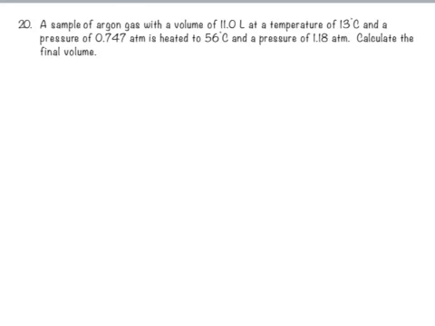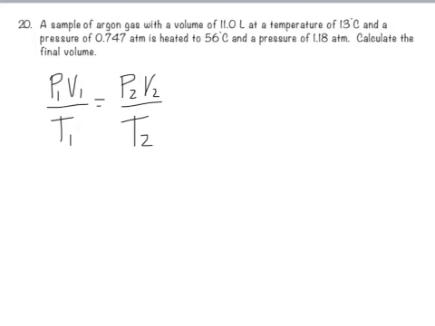Okay, with this problem, I must use the combined gas law. Why? Because we have pressure, volume, and temperature, all three variables, and they're all changing, so therefore I must use the combined gas law. So pressure times volume divided by temperature equals pressure times volume divided by temperature. Okay, so let's start filling in what we know.